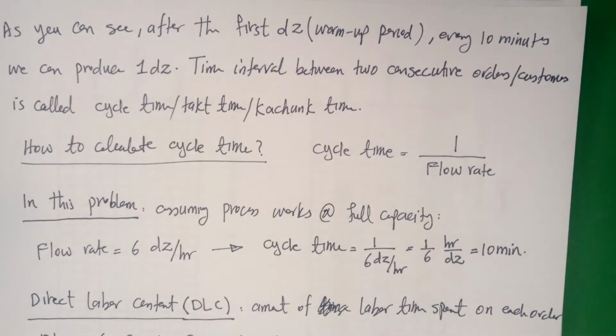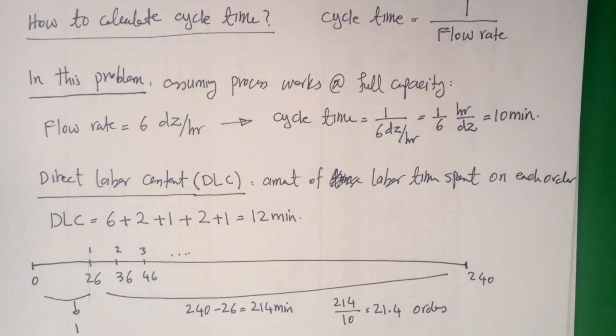Direct labor content is another time metric that we have in process analysis, and that shows the amount of labor time that goes into production of one unit. In this case, it's 6 minutes plus 2 minutes of Kristin's time, plus 1 plus 2 plus 1 minute of friend's time or roommate's time. It's going to bring me all the way to 12 minutes. All right, so direct labor content here is 12 minutes.